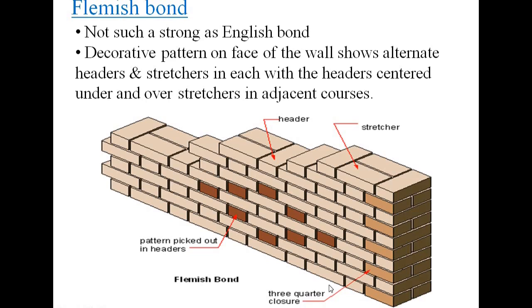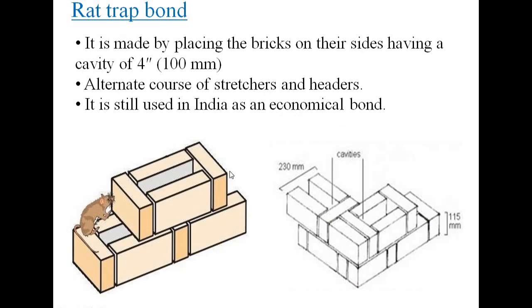So 3/4 closure is used at the end of the wall. This is about Flemish bond. Next is rat trap bond.